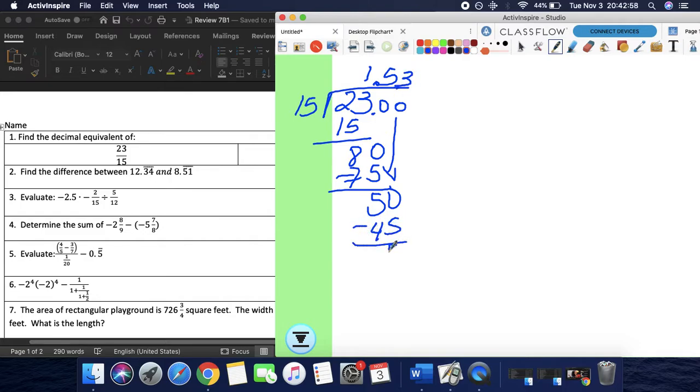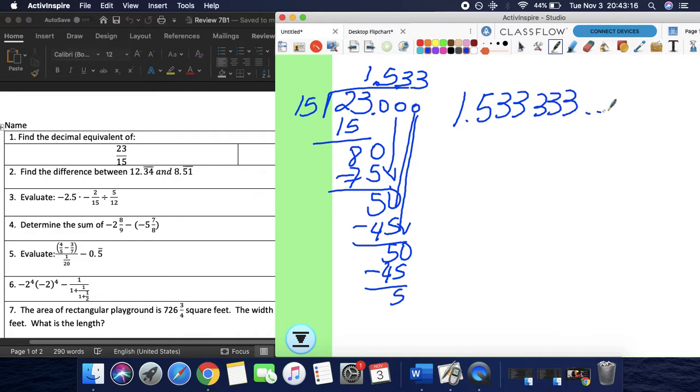And if we subtract, we're going to get another 5, and we bring a 0 down, it's going to be 50 again. So notice that we're going to put another 3, because 15 goes into 50 3 times, and we get 45 again. And that pattern is going to repeat over and over again. So my final answer is 1.5333 dot dot dot, or we can write that with bar notation on top of the 3, because the number 3 is the one that repeats.